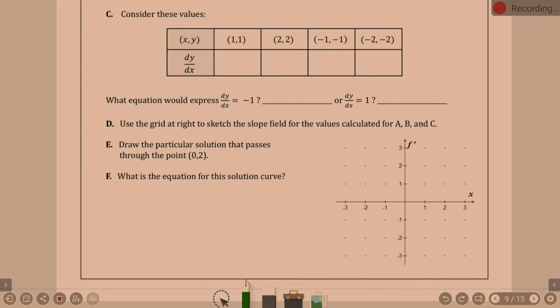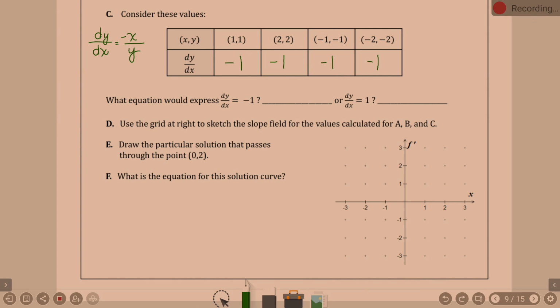Okay, consider these values. And so we are still using dy/dx equals negative x over y. So new set. (1, 1) gives negative 1. (2, 2) gives negative 1. (Negative 1, 1) gives positive 1. (Negative 2, 2) gives positive 1. (1, negative 1) gives positive 1. (Negative 2, negative 2) gives negative 1.